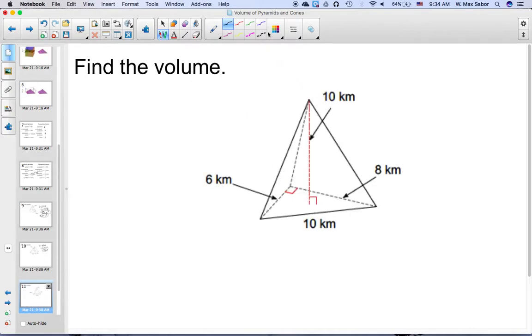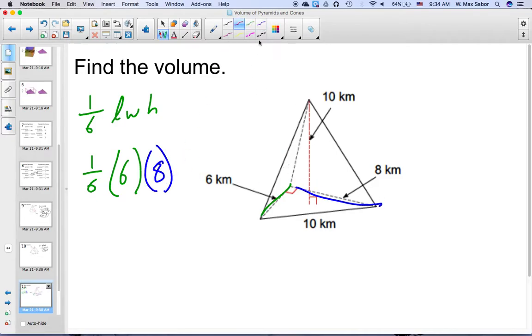Yay! Now you see the base is a right triangle. We have 1/6 length times width times height. This is because 1/3 times 1/2 gives us 1/6. So the length was 6, the width is 8, and the height, which has to be perpendicular up to the apex, is 10. When you multiply that together, you get 80 cubic kilometers.